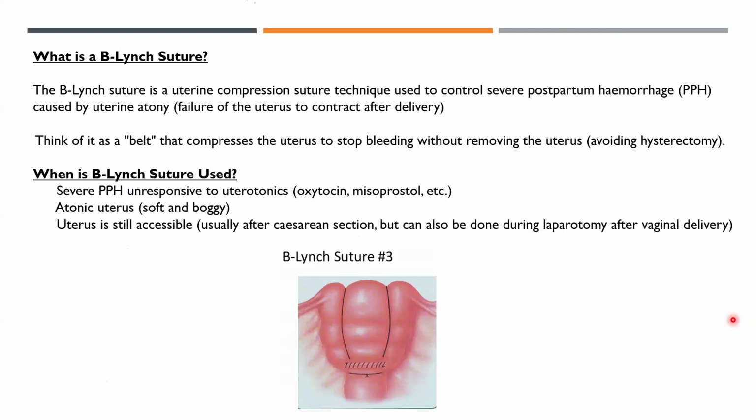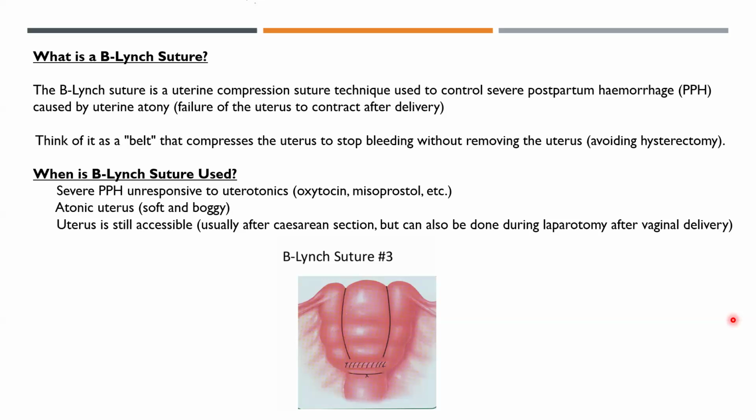Other things, the B-Lynch suture, which is also done quite frequently, by the way, in KNH. It is basically a compression suture, which is used to control severe postpartum hemorrhage, and when there is uterine atony, failure of the uterus to contract after delivery. Think of it as a belt that compresses the uterus to stop it bleeding without removing the uterus. Because in any scenario, you want to save the uterus. Your last resort is to remove the uterus.